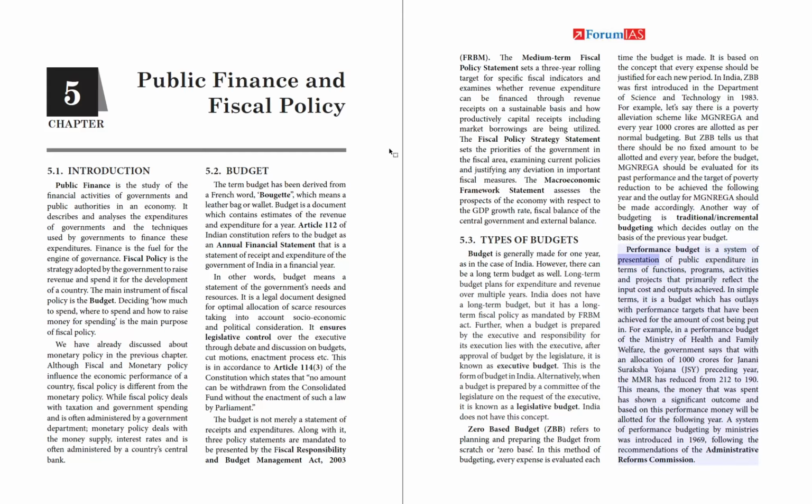Performance budget is a system of presentation of public expenditure in terms of functions, programs, activities, and projects that primarily reflect the input cost and outputs achieved. In simple terms, it is a budget which has outlays with performance targets that have been achieved for the amount of cost being put in.